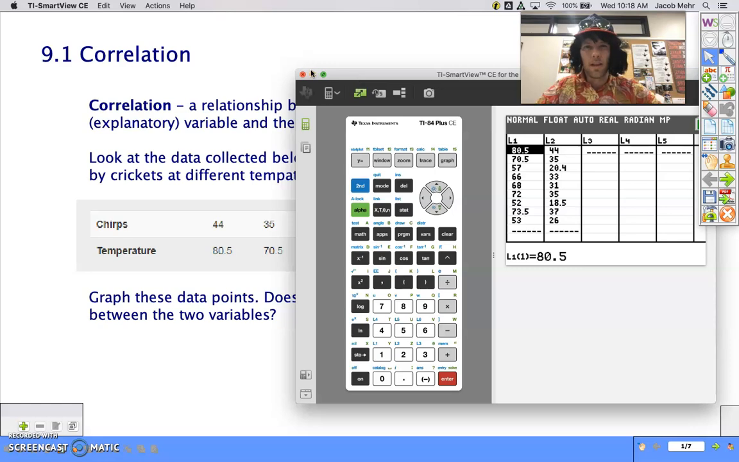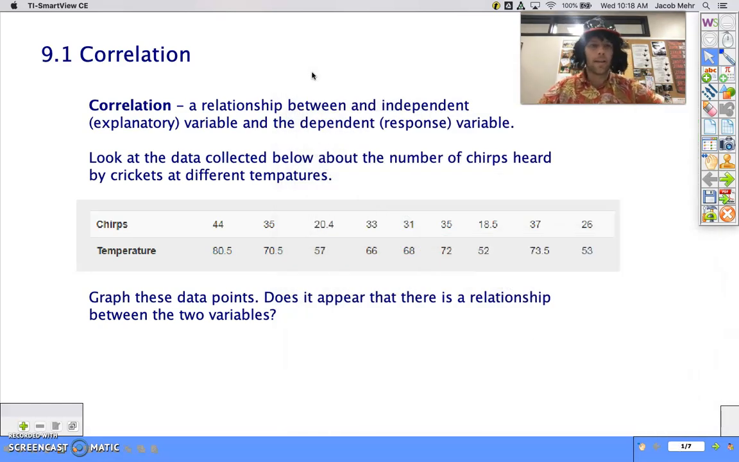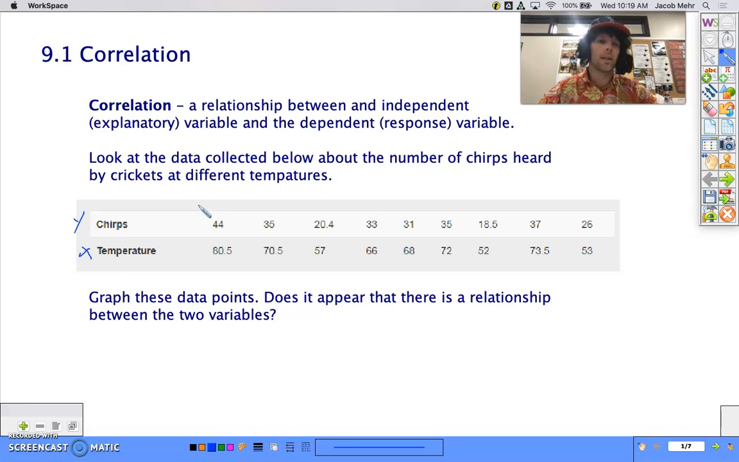Now, I had a decision to make here when looking at this information. Do I believe that one of these is the explanatory and one is the response? If I'm looking for a relationship between the two, I have to pick. I can't help but think it's probably the temperature that's explaining the number of chirps more than the chirps explaining the temperature. We could do some exploration on what happens if you switch it, and that's just fine. Don't get overly concerned. But if you are leaning towards one explaining the other, then go with that. So that's what I did here. I chose to put the temperature into list 1.